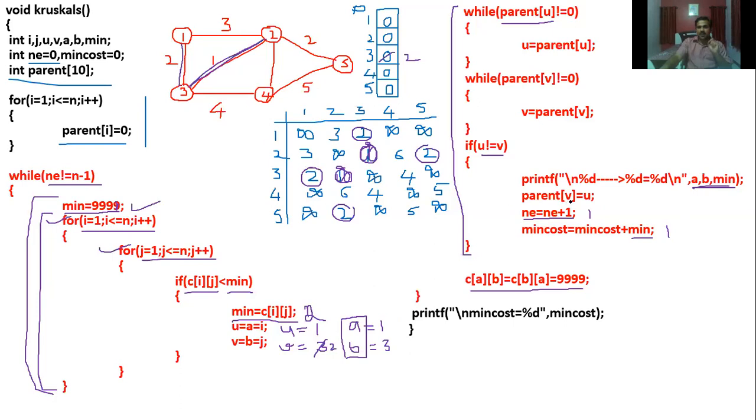And parent of V for 2 here. Parent of 2, 1 is the parent value. And this value will be changed to 1. And number of edges will be incremented by 1, it is 2. So minimum cost, earlier it was 1, plus 2, now it becomes 3. And next, C of AB, that is 1, 3, so this will also be infinity.